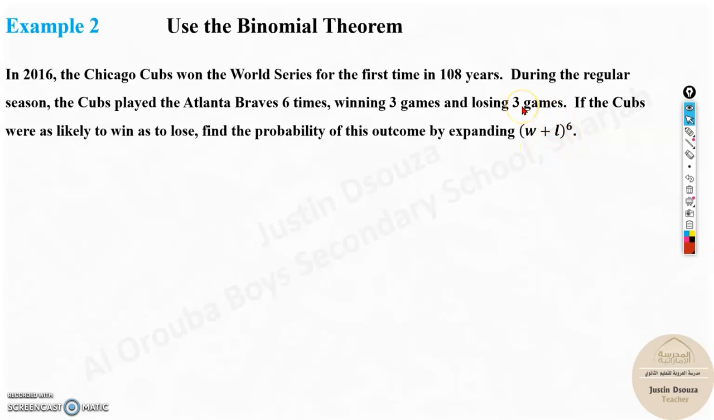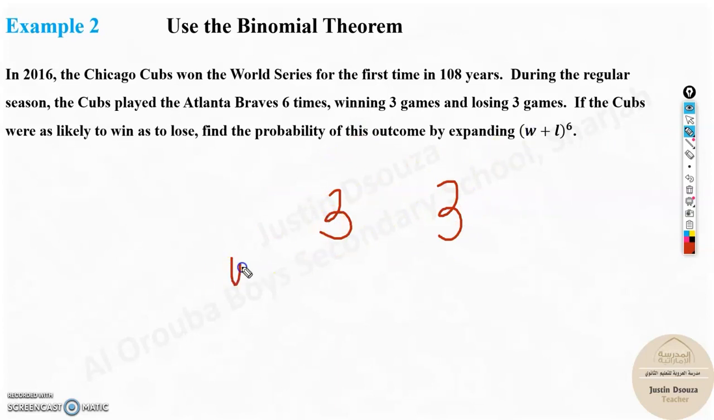So now, a few important things. This is all the background of the question, but this is very important. The Cubs played the Atlanta Braves 6 times, winning 3 games and losing 3 games. If they were as likely to win as to lose, then winning and losing is the same. That means if they win 3 games, they are going to lose 3 games. So this is what we are looking for.